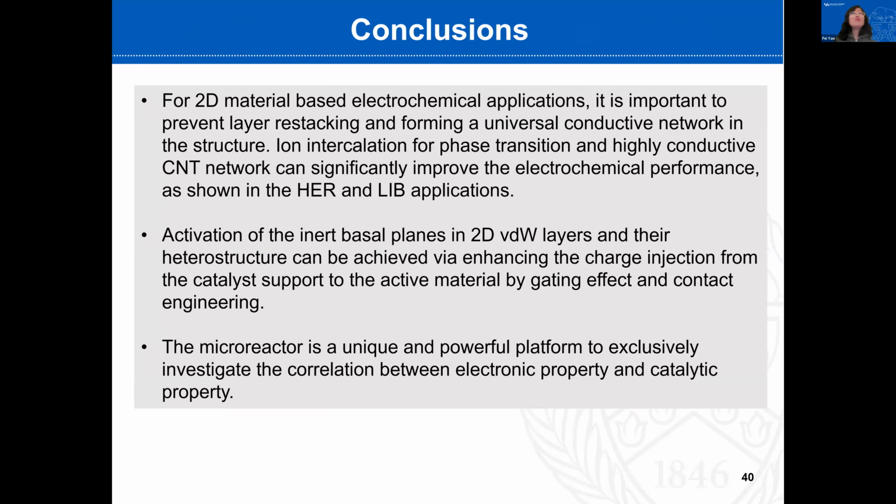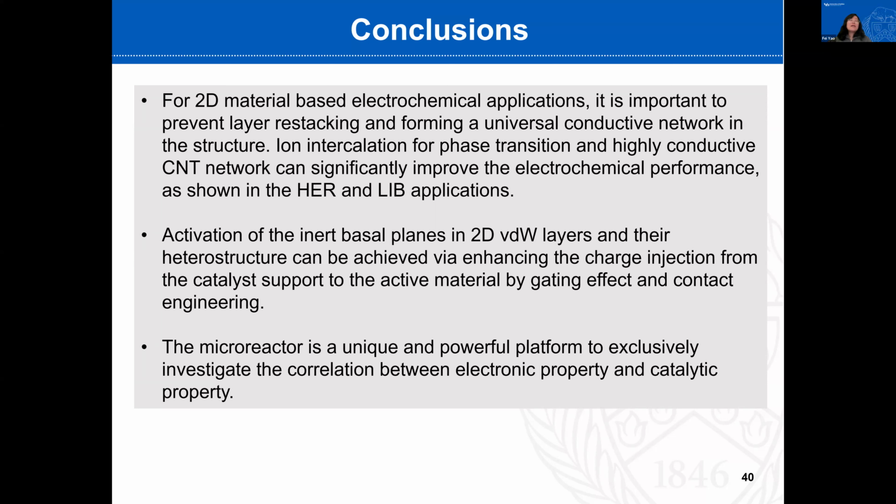All right, now let me move to my conclusion. To evaluate the potential of 2D-based heterostructures in energy technology and boost their performance in practical applications, it is important to prevent the layer stacking and form a universal conductive network in the structure. So in this talk, we introduced ion intercalation as well as forming a hybrid network by introducing CNT as well as MXenes to be used as a catalyst for HER and LIB anode.